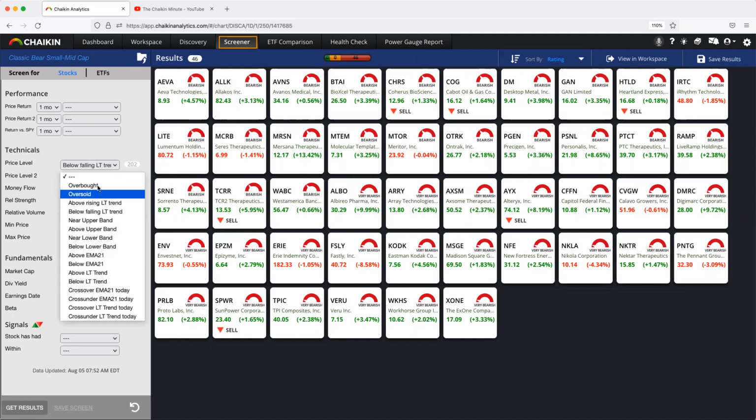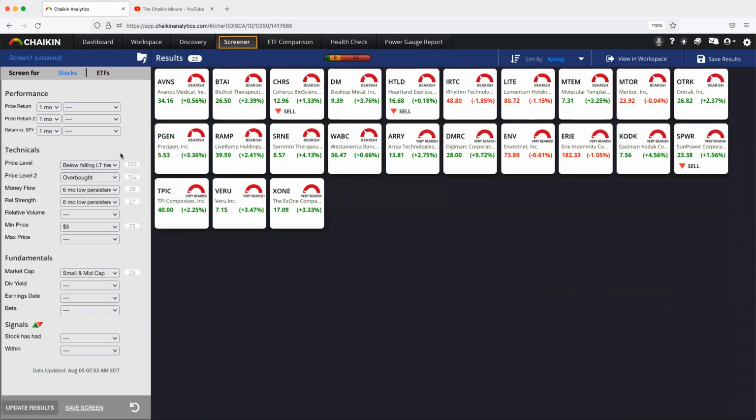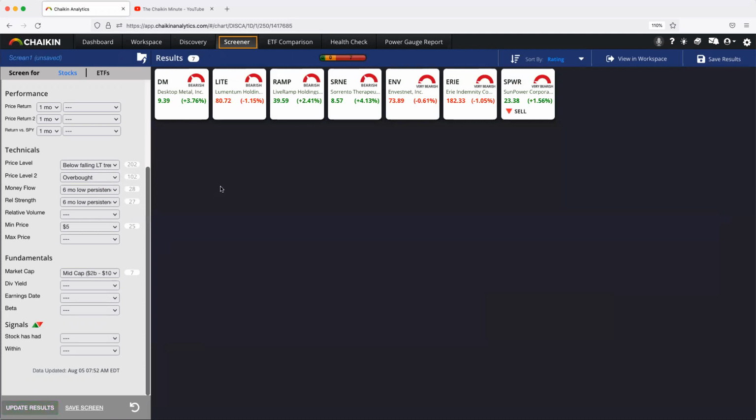We could also specifically look for overbought stocks. If we were going to short something or do an options bearish strategy, we would be looking for a stock that is likely at or near a short-term high, which would be overbought. There we go. We narrowed it down to 23. Maybe we just want to look at mid-cap stocks. Now down to 7. So maybe we've narrowed this down to a more usable group that we could then go back into the workspace, look a little closer at these individual stocks, maybe use our friend Options Play to determine if there are any good bearish options trades.